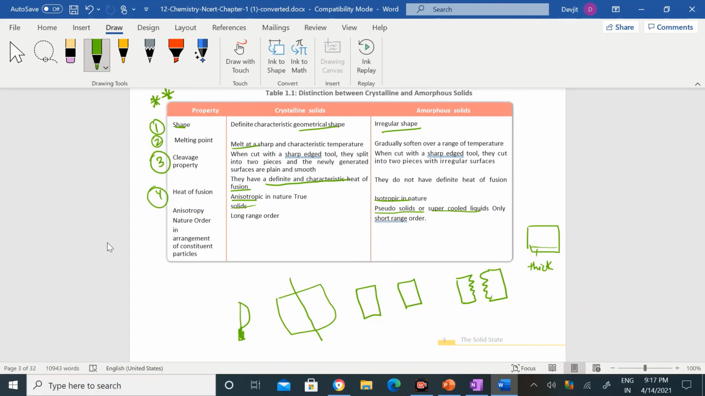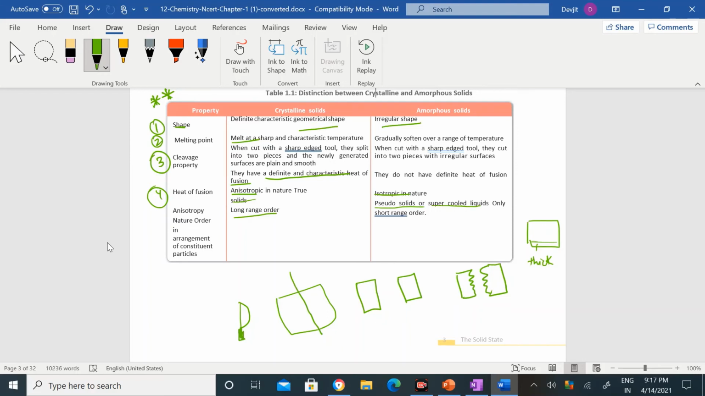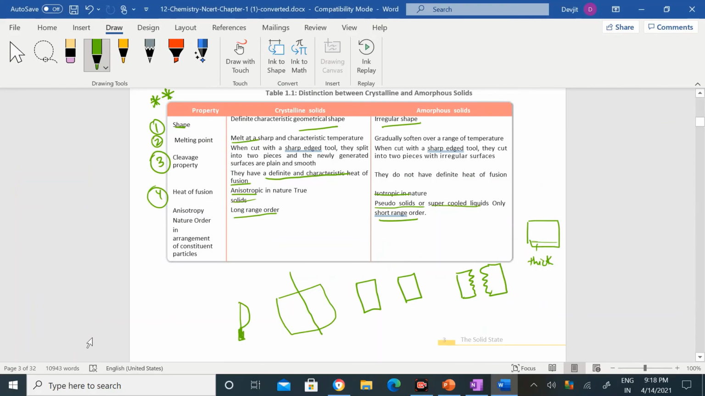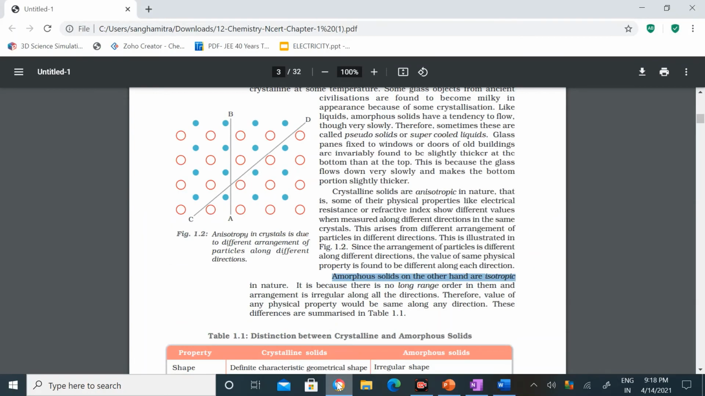Crystalline solids have long range order. Why is the term long range order used? Because their pattern is repeated throughout the crystal, along the length of the crystal. That's why it is long range order. And amorphous solids have short range order. Why? Because at every point you will find a different pattern or different arrangement of atoms in an amorphous solid. This table is very important. Please go through it along with the NCERT.